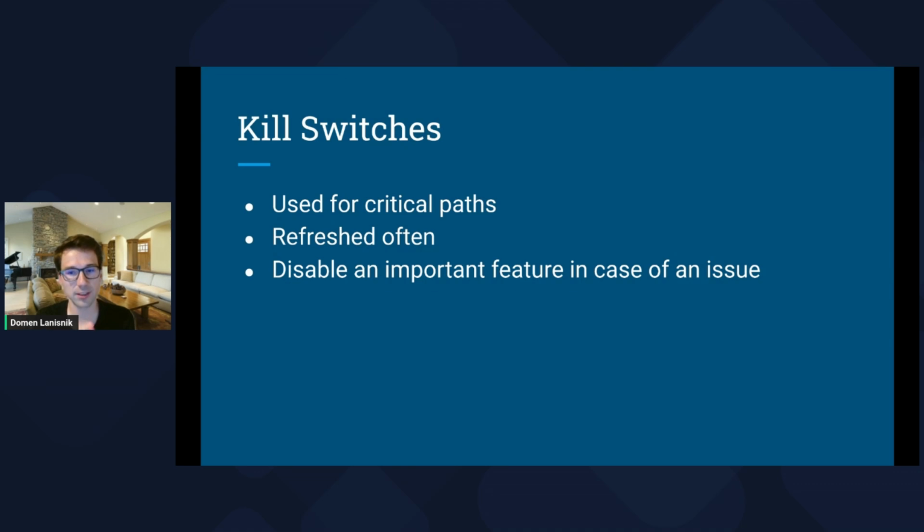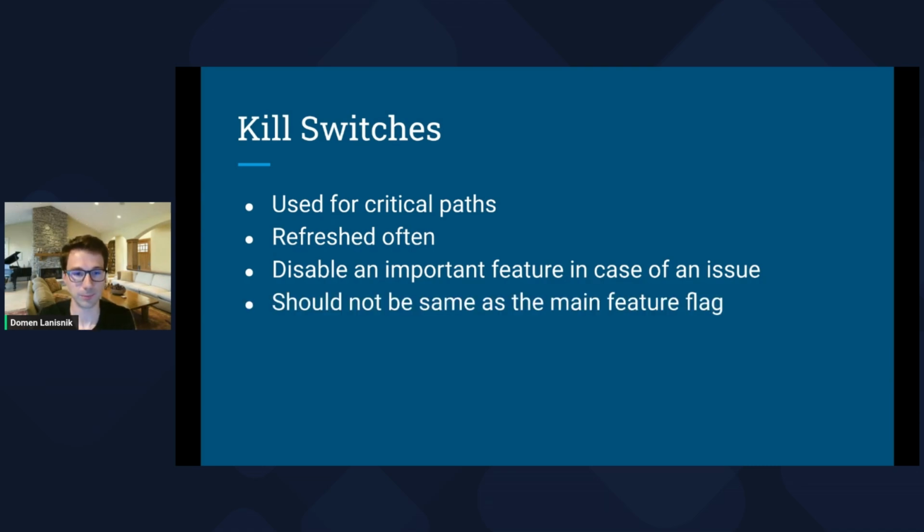And in some cases, they're also refreshed in real time. So as soon as you change the value on your backend, it will update in the app as well. And this allows you to disable the feature as soon as it's possible. And the good practice is also that the kill switch should be separated from the main feature flag.